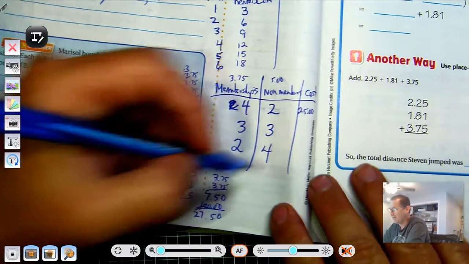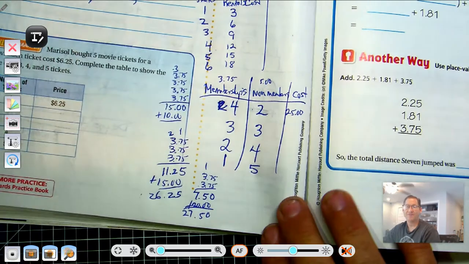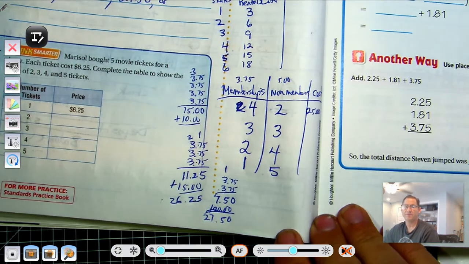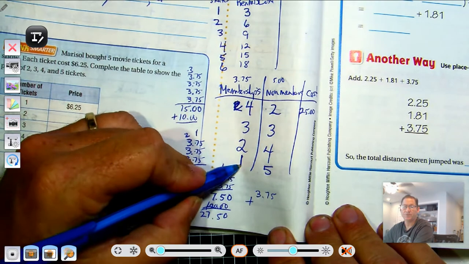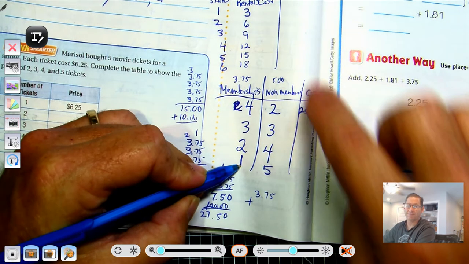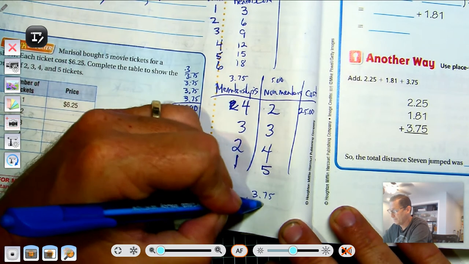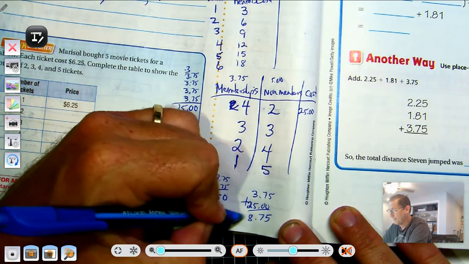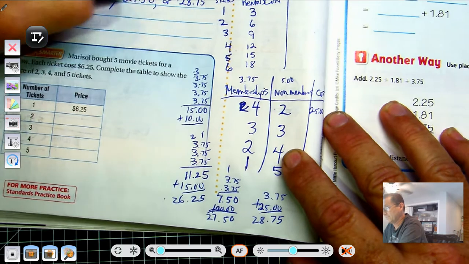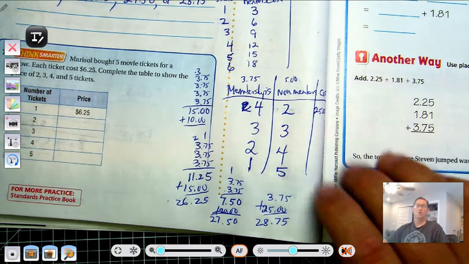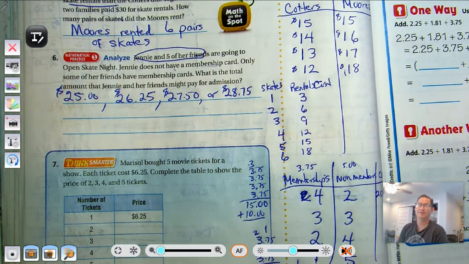Or some of their friends. Well, what if only one person had a membership? That means we would be buying 5 non-member admissions. So it would be $3.75 for the 1 membership and 5 sets of 5 for the non-members. Well, 5 sets of 5 is 25. So $28.75. So those are all the different possibilities for the amounts that they could have paid.